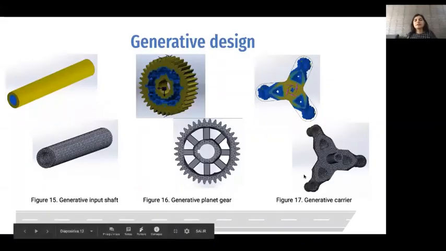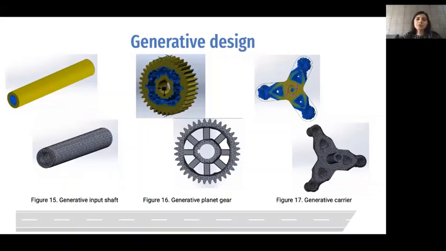And after having the forces, we could make a generative design. This is very useful for reducing the mass of the elements and improving the efficiency of the system. We made the one of the input shaft, of the planet gears, and of the carrier. From the carrier, we can conclude that the edges were not necessary. And in the planet gear, SolidWorks showed a design with no contact between the center and the teeth of the gears. Therefore, we propose a star design because the element is going to be rotating.